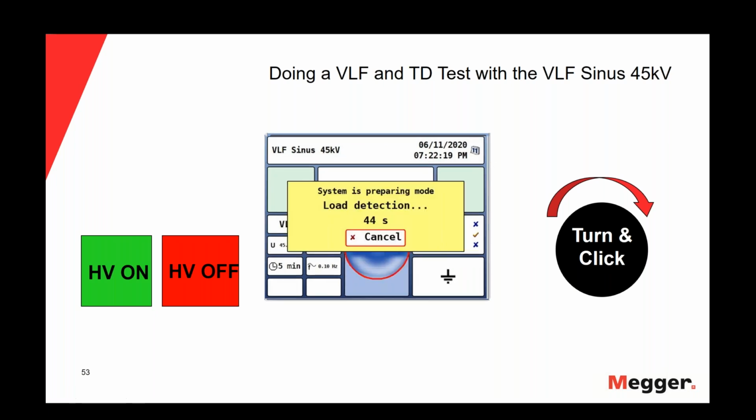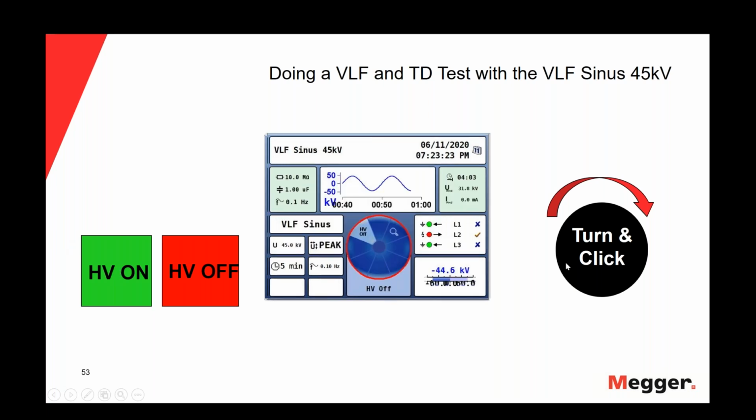The unit will ask me to push the high voltage on because the unit never ever will activate a high voltage on its own. So I press high voltage on, and the VLF test will start. Of course, I will have access to all the main parameters during the test: the insulation resistance measurement, the capacitance of the cable, the frequency, the peak voltage I am applying, and the time.